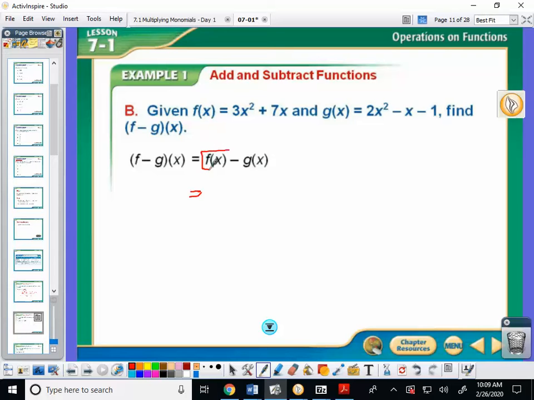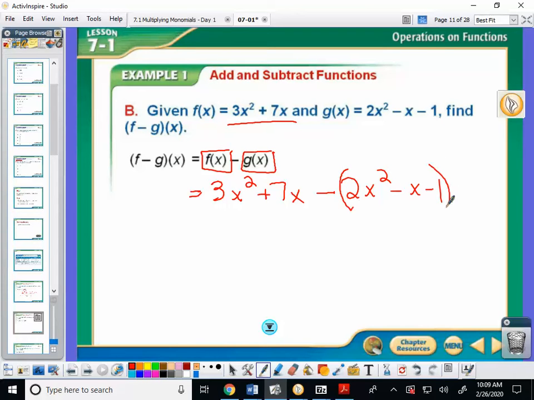So our f function that is given is again 3x squared plus 7x minus our g function, 2x squared minus x minus 1. Now I've done something that is incorrect. Does anybody know what I should do? Parentheses, that's correct. Because we're subtracting that whole function, aren't we? So I need parentheses around my g function. I have to put them there because what do I need to distribute? The negative 1. Please go ahead and do that.